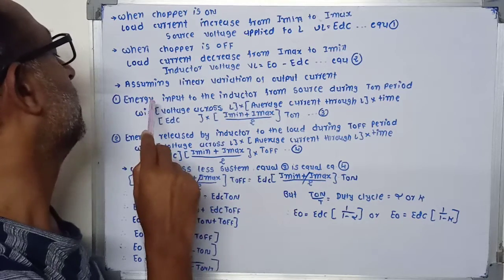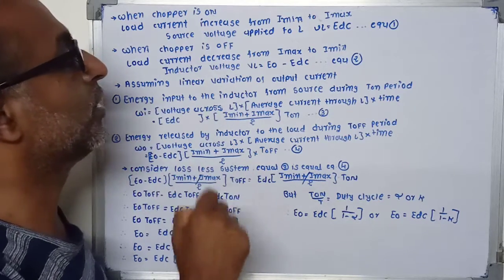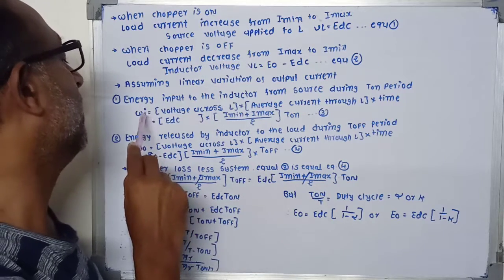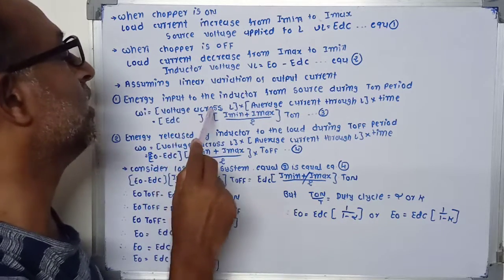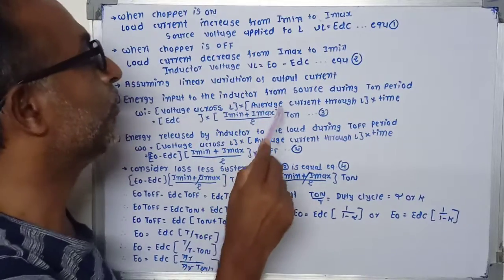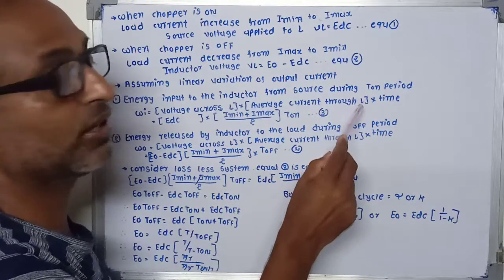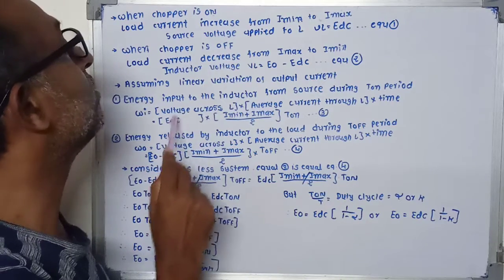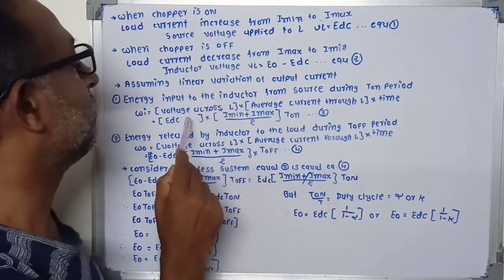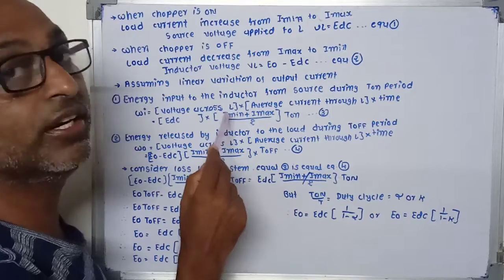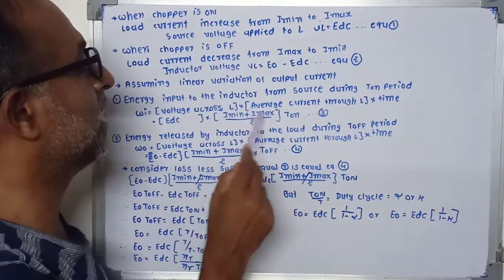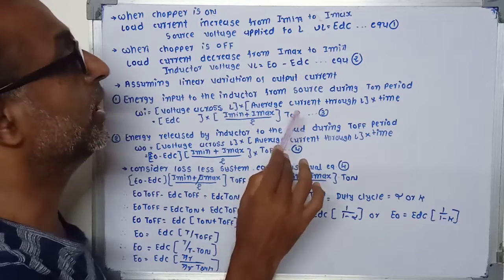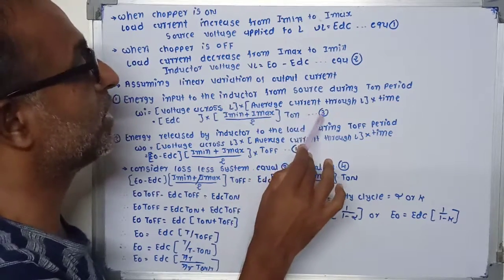Now first, the energy input to the inductor from the source during the T on period. Wi is equal to voltage across the inductor times average current through the inductor times time. The voltage across the inductor is equal to EDC, the average current through the inductor is I minimum plus I maximum divided by 2, and the time period is T on. So this is our equation number 3.